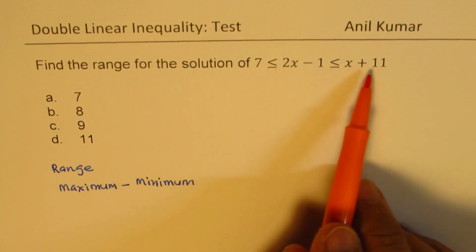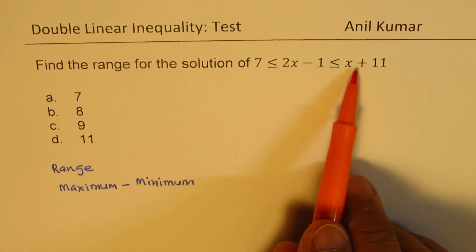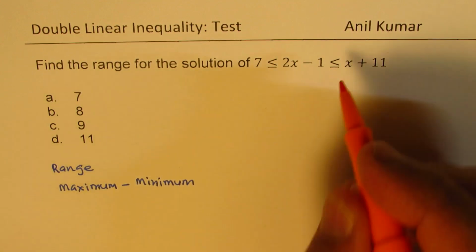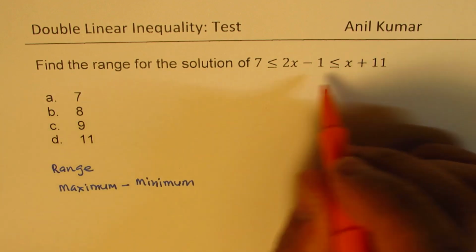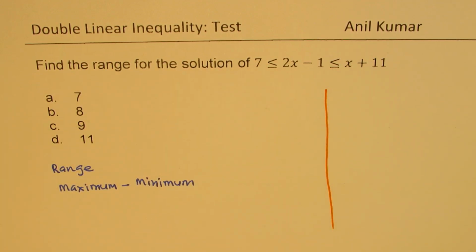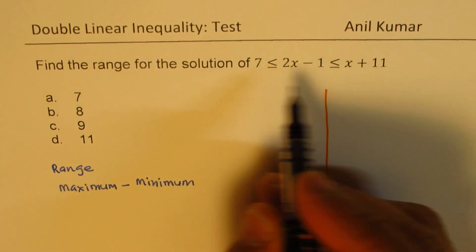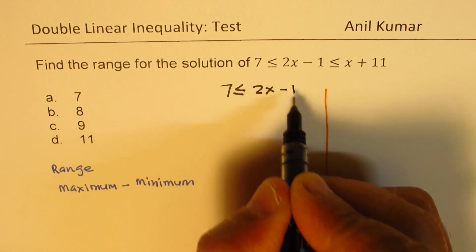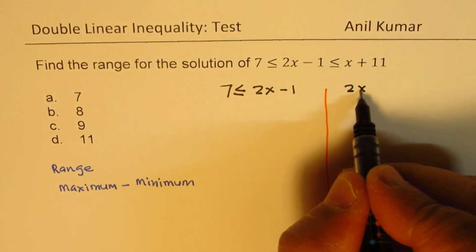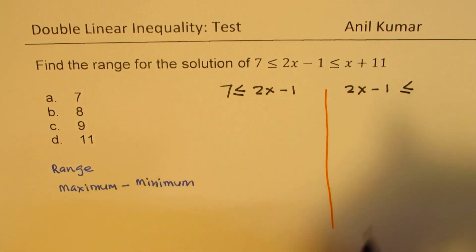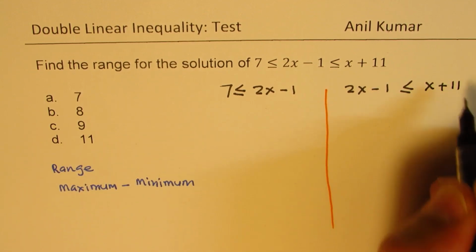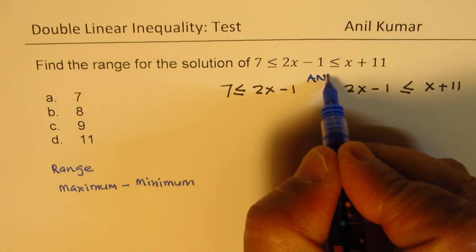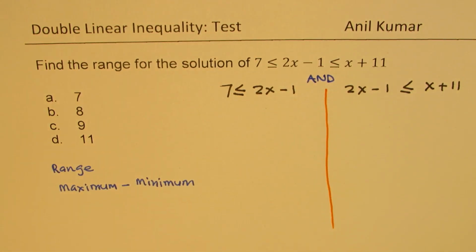Now in this double inequality, you observe that x is there only in 2 places, not in the third one, and so it cannot be eliminated. Now when that is the scenario, then you have to solve the inequality in 2 parts. So one part will be that 7 is less than or equal to 2x minus 1. The other one will be 2x minus 1 is less than or equal to x plus 11, right? And both are performed with an AND operation. Both should be true, correct?